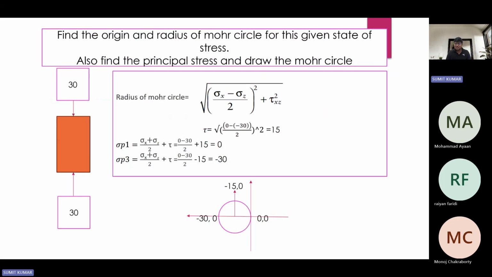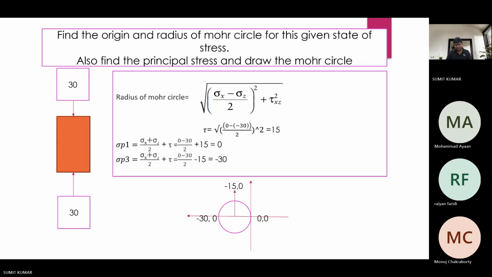Hence, using the equation, sigma x minus sigma z by 2 whole square plus tau xz square, to calculate the radius of the Mohr circle, which is also going to be the maximum shear stress, the equation is used as 0 minus minus 30 upon 2 whole square plus tau xz, which is 0, square. So this value is going to be 15.